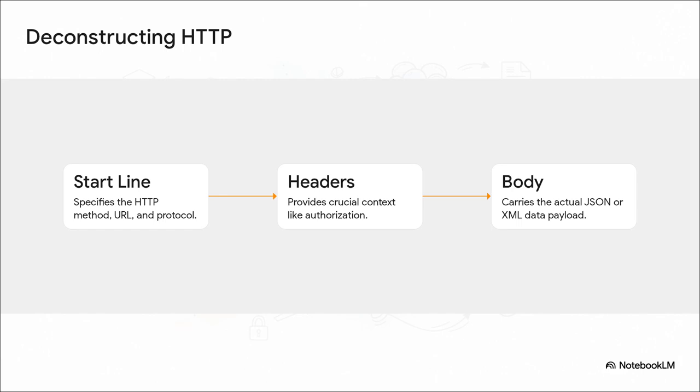Step 1 is the start line. That's your shipping address, dictating the exact action, like telling the server to post data to a very specific URL. Step 2 contains the headers. This is vital context, providing things like your authorization API key, or just telling the server, hey, the content type inside is JSON. Finally, step 3 is the body. That's the box itself carrying the actual data payload, like the specific name and email you're trying to save.